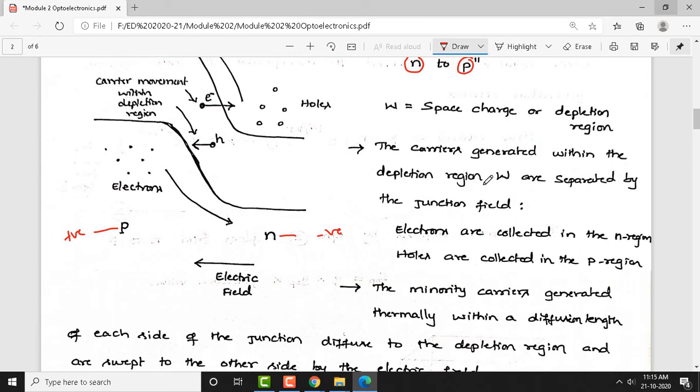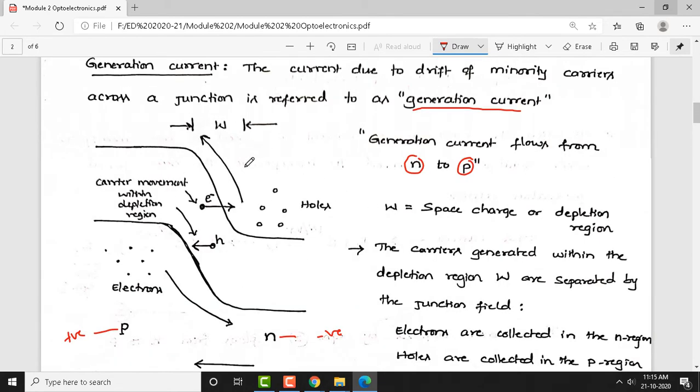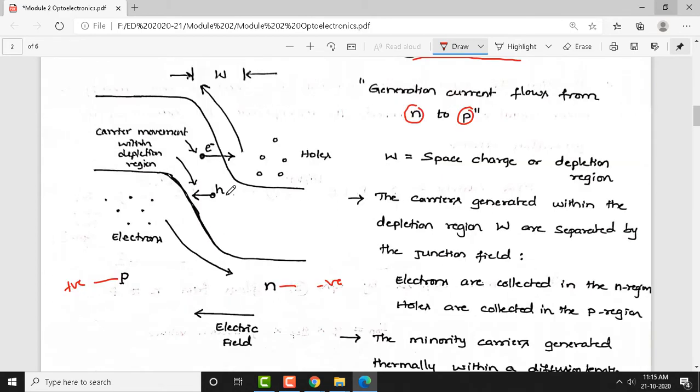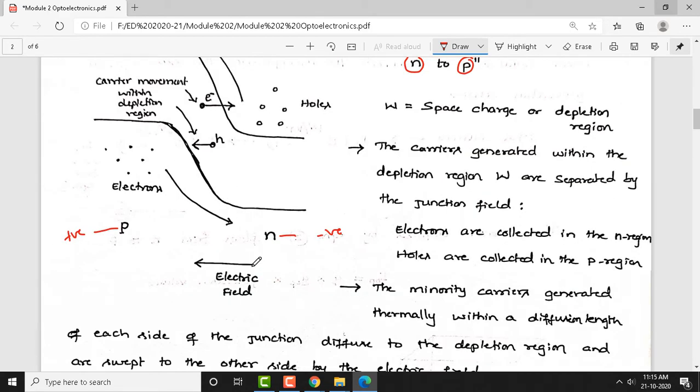Now, let us see that carriers generated within the depletion region W are separated by the junction field. We know that within the W region there is a strong electric field. What is the direction of the electric field? It is from n to p, as you see here. So there is a strong electric field under reverse bias, acting from n to p. What will this electric field do?